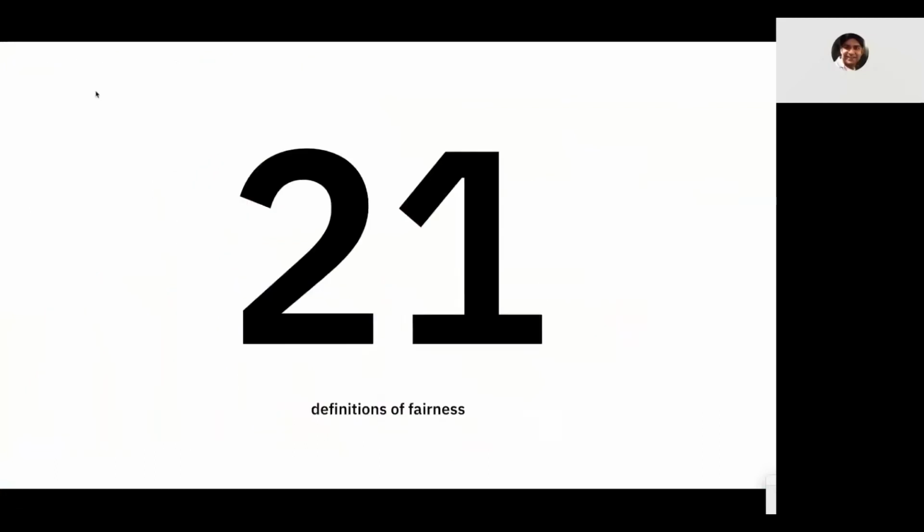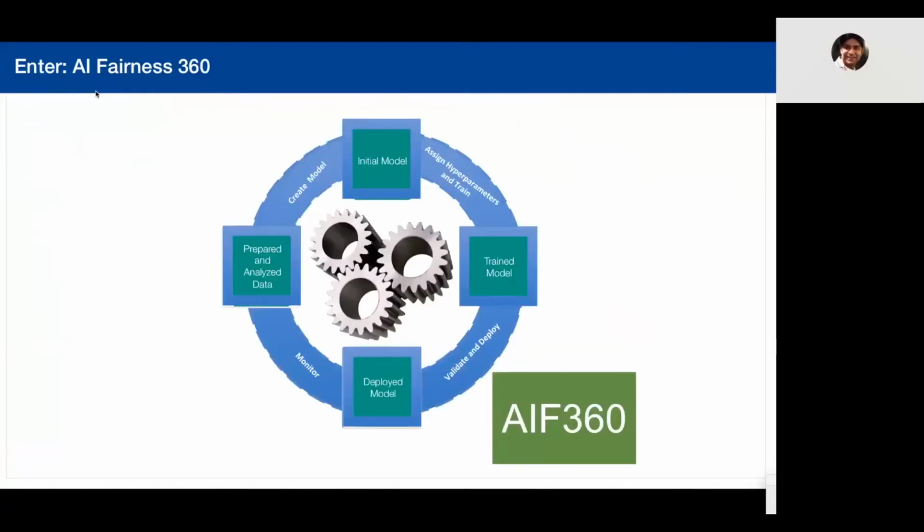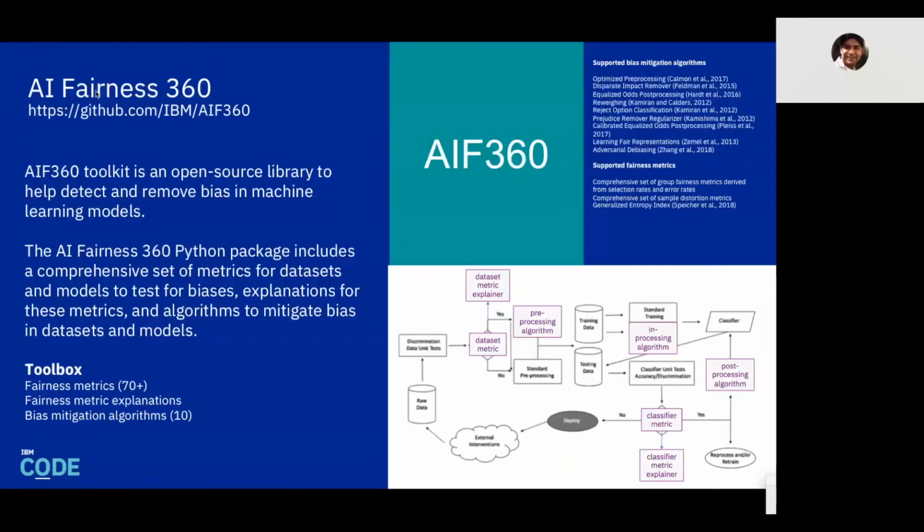Now when we look at fairness, there are 21 definitions, and bias doesn't only come from the training data. It can be introduced with inappropriate data handling, as a result of inappropriate model selection, or incorrect algorithm design. So that's why we need a very comprehensive bias pipeline, and for that, IBM launched AI Fairness 360. It's essentially a Python toolkit available in open source at the URL listed, and it has around 70 plus metrics on which bias can be detected, and around 10 algorithms to mitigate that bias.